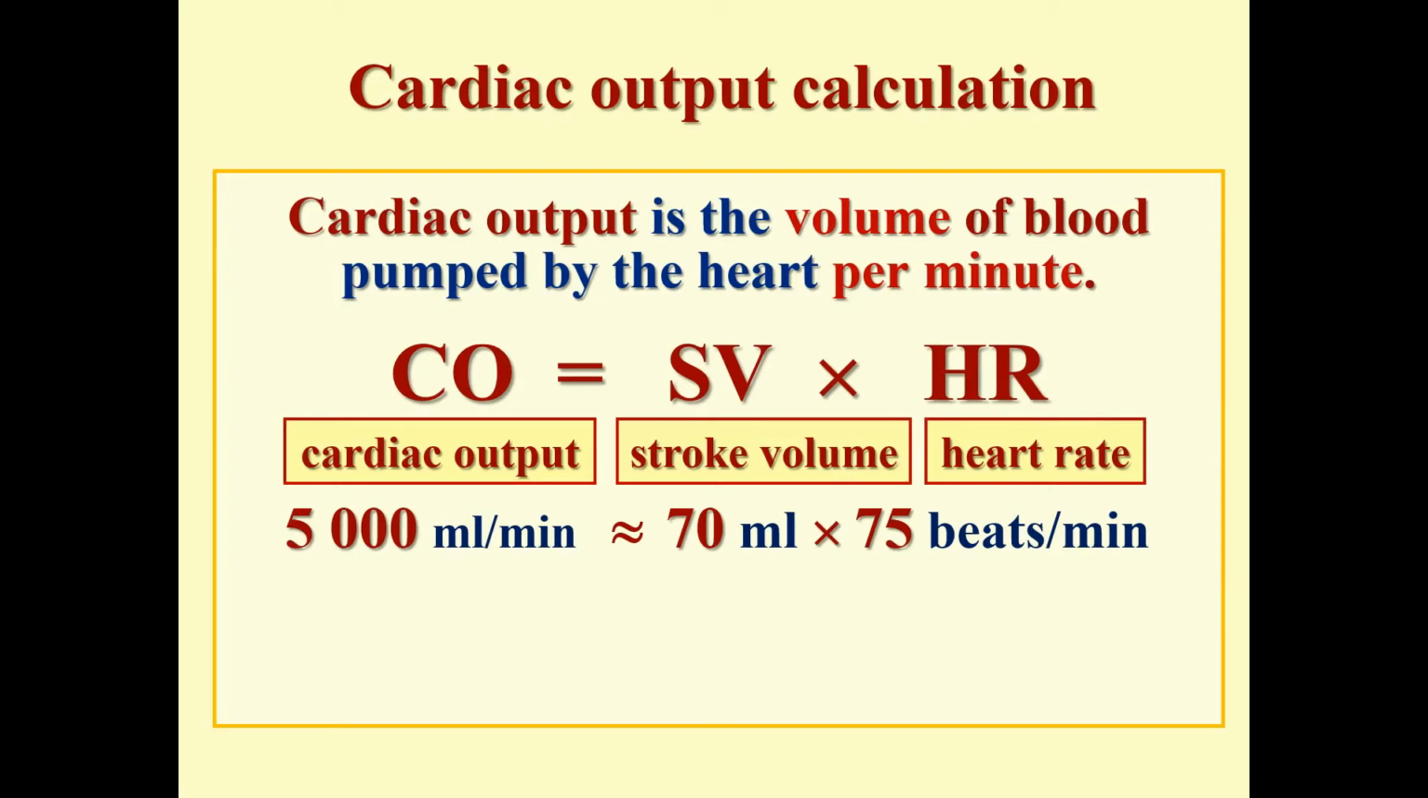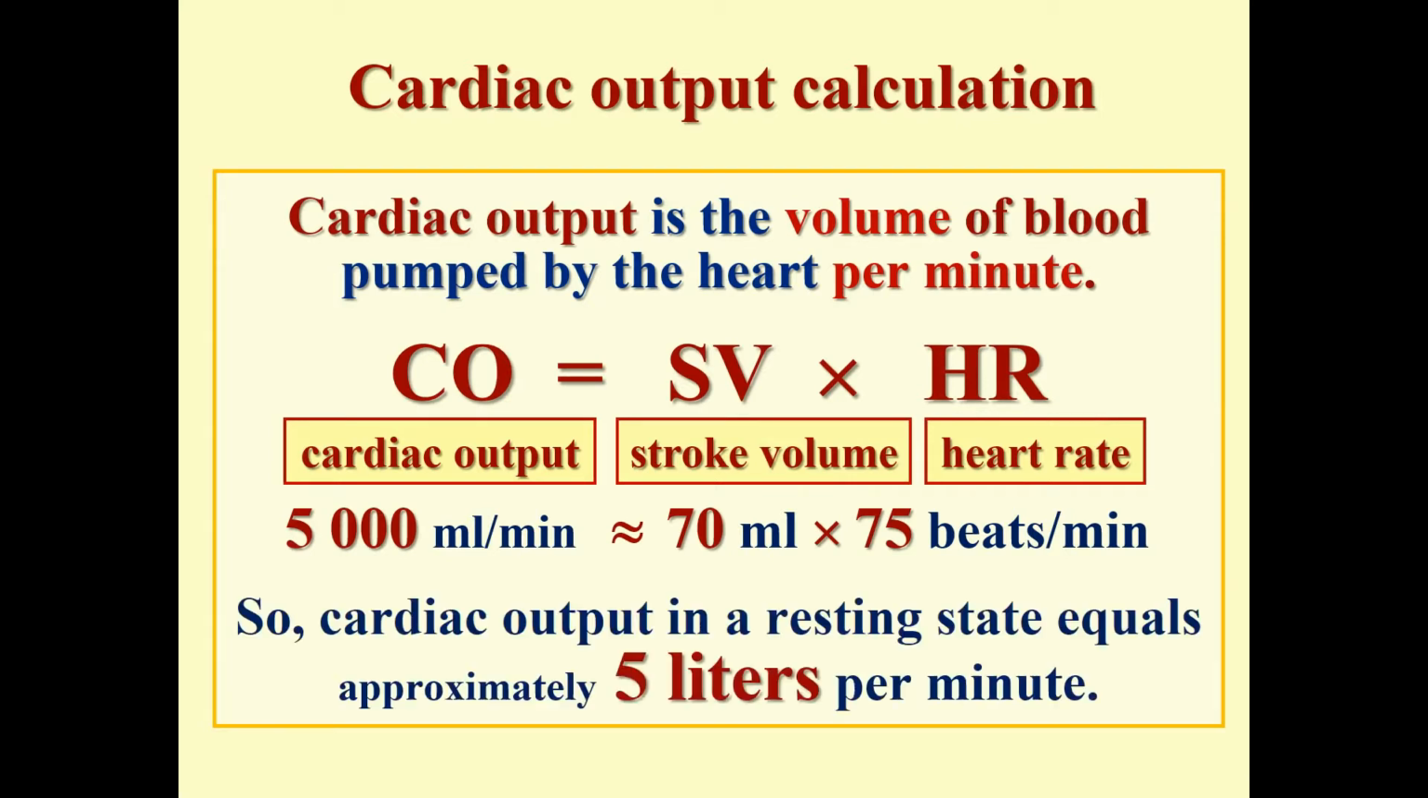70 by 75 is slightly over 5,000, but we can simplify it to a round value of 5 liters per minute. This is the classical resting level of the cardiac output. Of course, it depends on the person more or less, but for an average person, it should be like this. This is a resting state, and when there is a state of physical activity, this value increases up to some number of times. We'll consider in future how many times it can be increased.